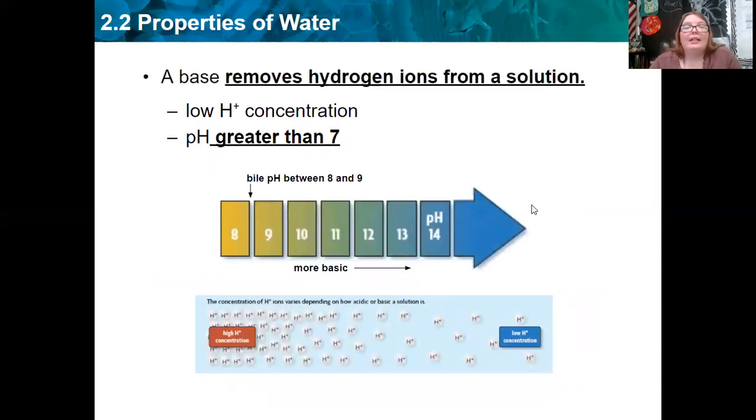Okay, and then a base removes hydrogen ions from a solution. So it's a lower hydrogen concentration. So it's a pH higher than 7. So bile, that's like part of your digestive juices, not stomach acid, because that would be a low pH, right? Bile enters your digestive tract later, like your gallbladder, you know? So also baking soda, that's a base. So that's why like you add, you know, the vinegar and the baking soda and it makes the bubbles or whatever. Yeah. Okay. So I think that's everything.